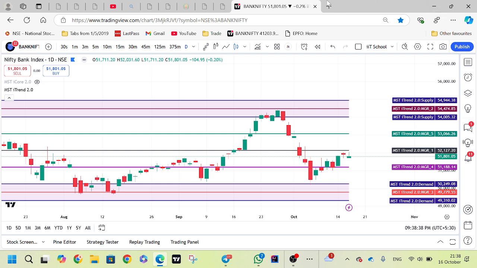Now I have given you the MST I10 2.0 indicator with the day time frame. Whenever the market comes and touches our buy zone, this level, what can we do? Instead of taking an immediate entry, we can let the market rest for some time. Once we get a doji pattern or any bullish candlestick pattern like a hammer or bullish engulfing, then you can take the entry.